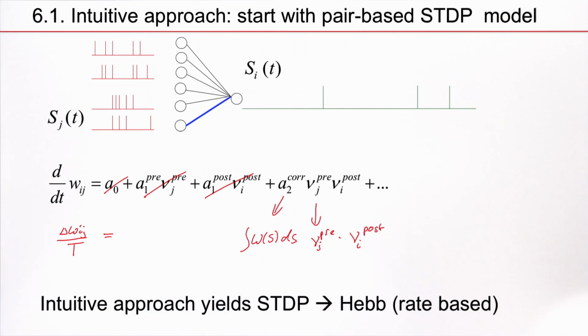So our intuitive approach yields a relation from STDP to rate-based models, and you see immediately that this is a standard Hebbian learning model. I will continue with the argument, but in a more mathematical setting using independent Poisson processes, and those who are not interested in the mathematical details may just skip the mathematical details and go directly to part 7.